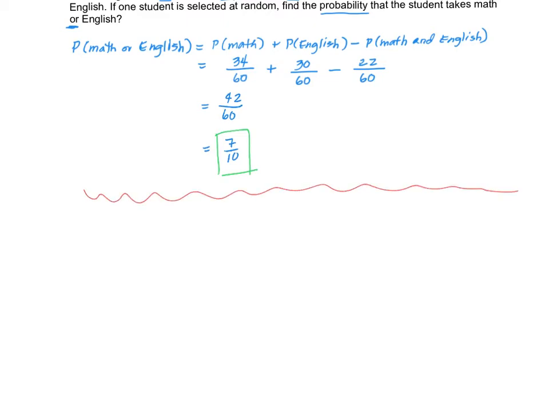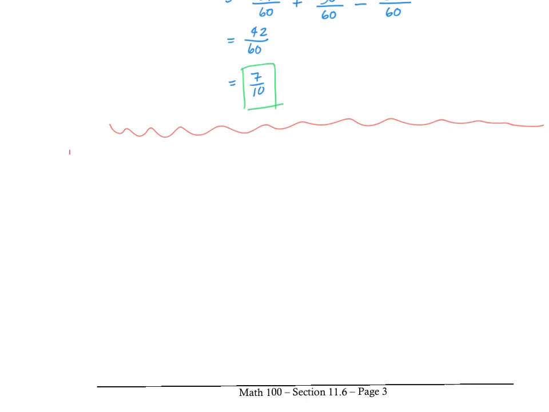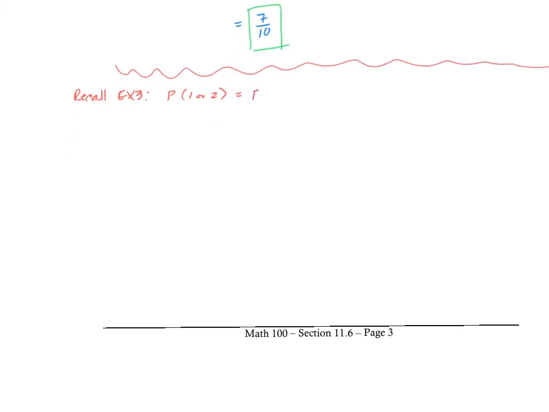So I'm going to go back to example 3, where you roll a single die once and you want to find the probability of getting a 1 or 2. What if we use the longer formula? That would be the probability of getting a 1 plus the probability of getting a 2 minus the probability of rolling a die once and getting a 1 and a 2.